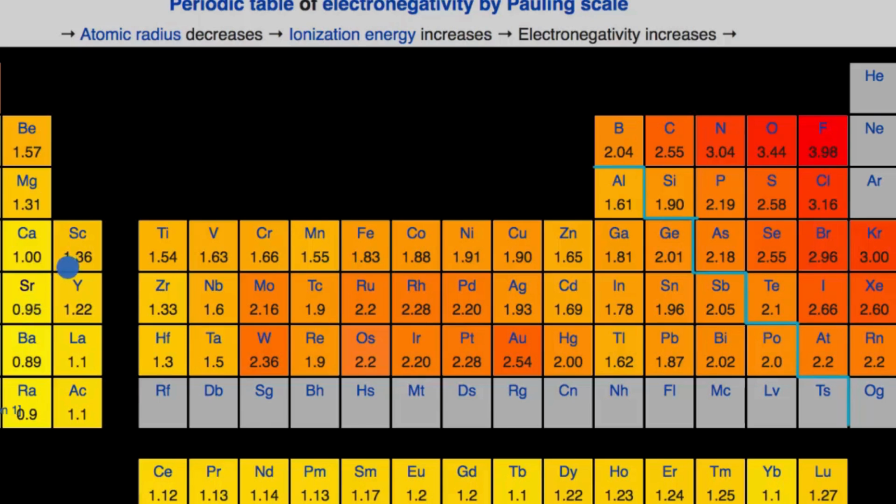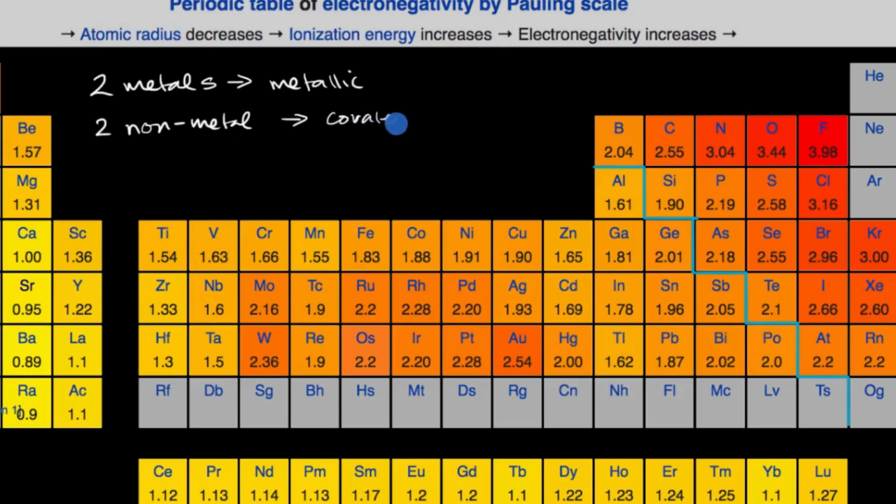In other videos, we had started talking about the types of bonds that might form between atoms of a given element. For example, if you have two metals forming a bond, you are going to have a metallic bond. If you have two nonmetals engaged in some type of bonding activity, this is likely to be a covalent bond.